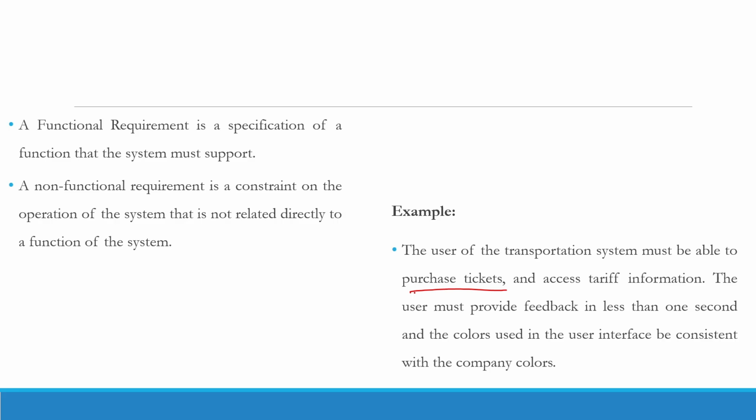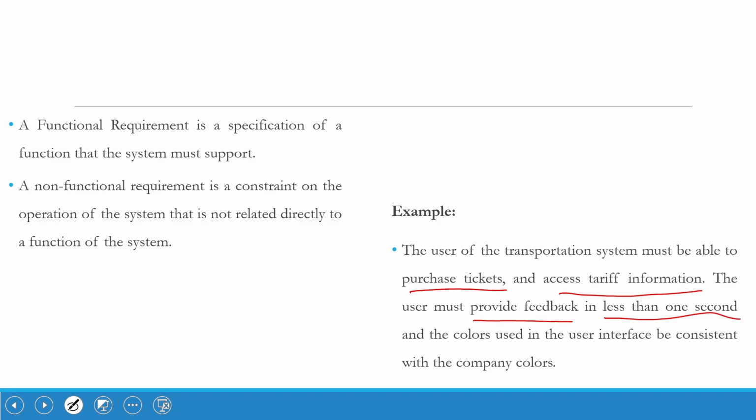And the user must be able to access tariff information. Accessing the tariff information, or the system will enable the users to access tariff information. So this is a kind of service which is provided by the system. The user must provide feedback. Quote here, the user must provide feedback. They will provide feedback using the system's functionality. So this is also another function.